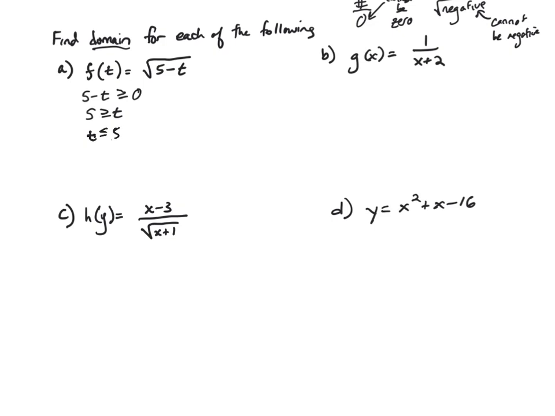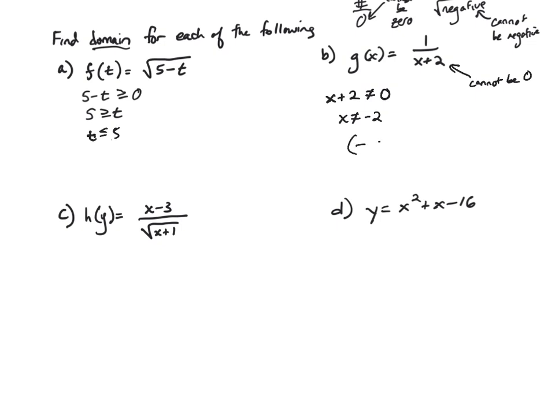The next part we have for part B, g of x is 1 over x plus 2. And so for this one, the issue is that we're dividing by something where there's a variable down there. And so what we have here is that the x plus 2 part cannot be 0. So the way I like to write that is x plus 2 not equal to 0. And you can kind of treat it just like an equal sign. X cannot be equal to negative 2.